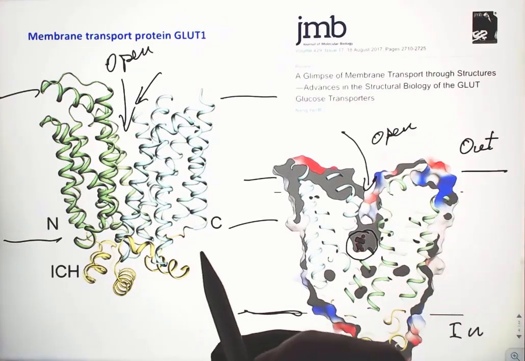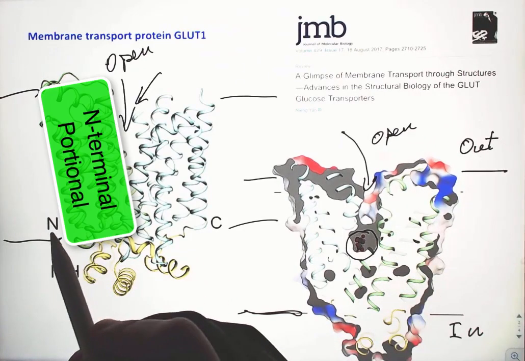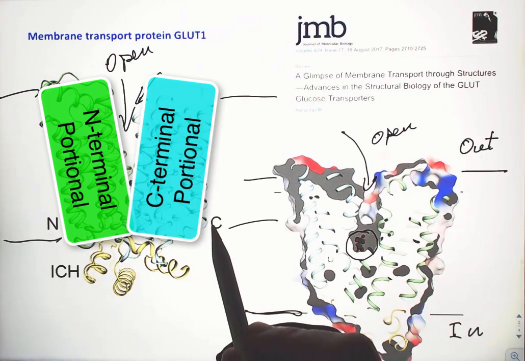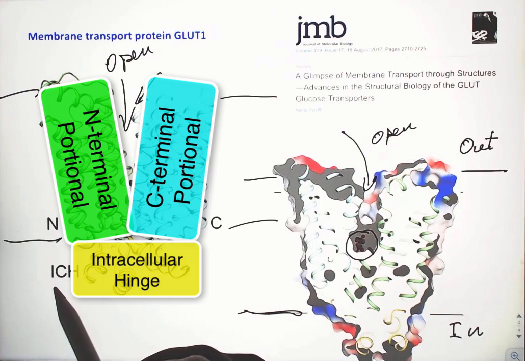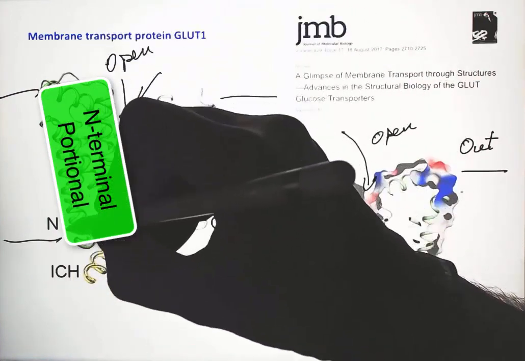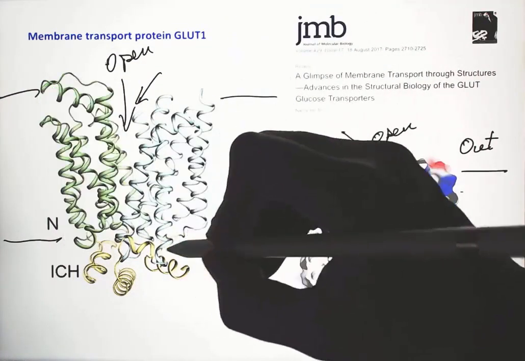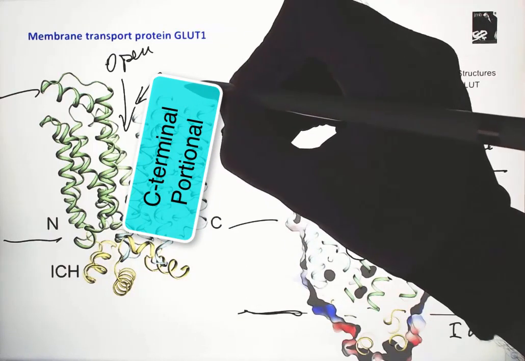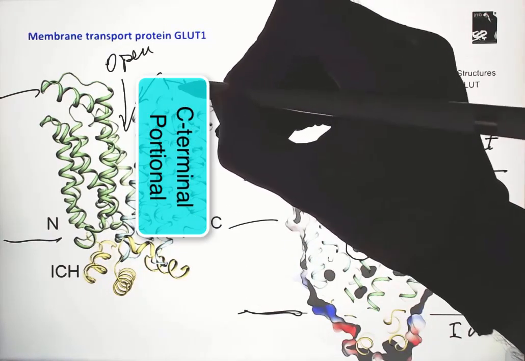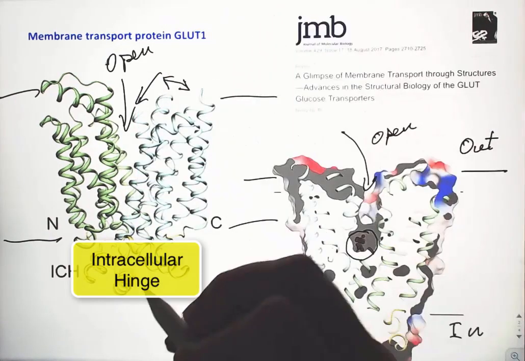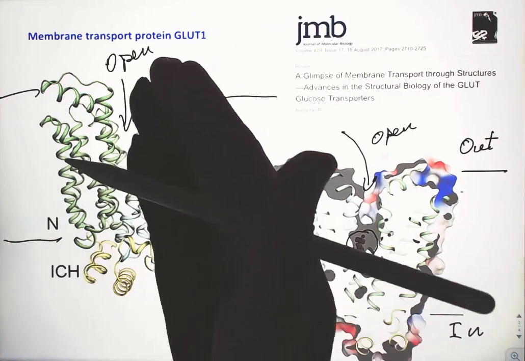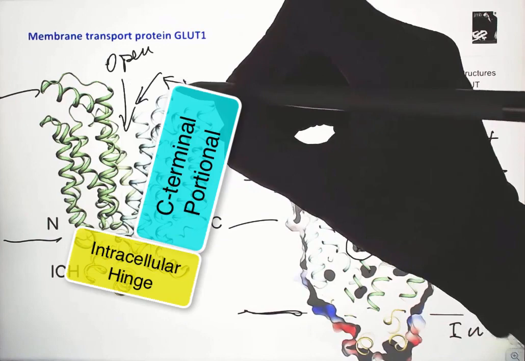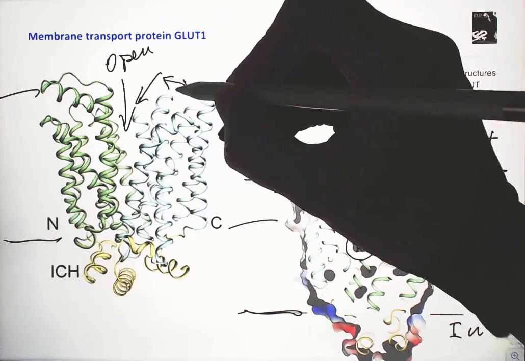There are three parts to the protein: this N region, C region, and intracellular hinge. The protein works by keeping this N region relatively rigid. The C region can bend and hinge back and forth, back and forth. It hinges based on the connection down here. So this part moves back and forth, back and forth, back and forth.